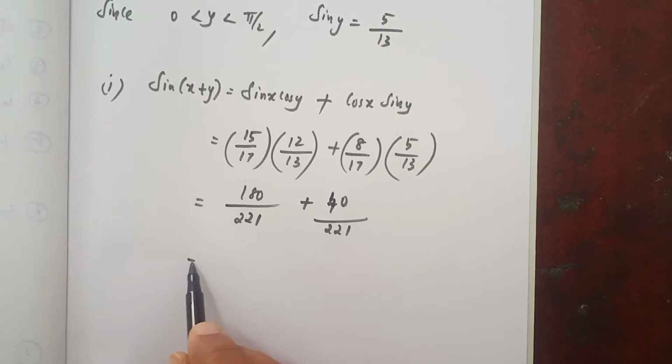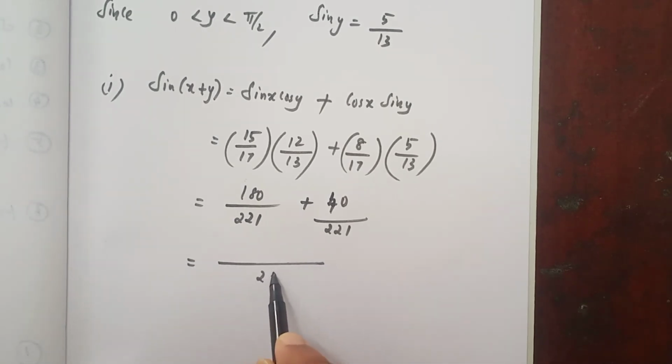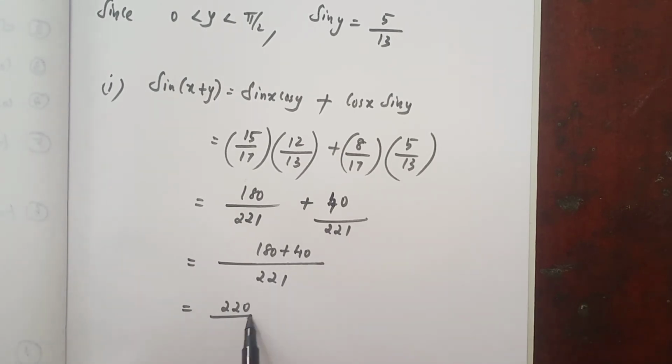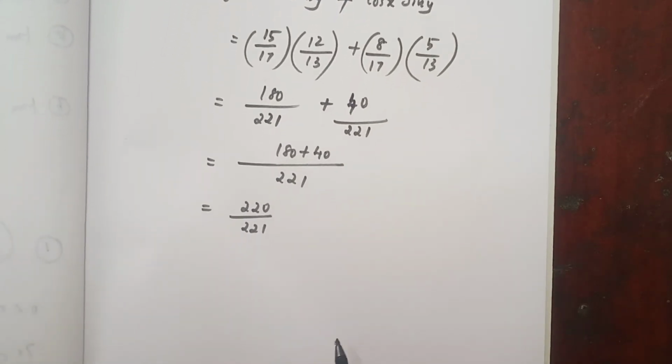Okay, now we have the common denominator 221. You just add the numerator, 180 plus 40, that is equal to 220 divided by 221. That is the value of sin of x plus y.